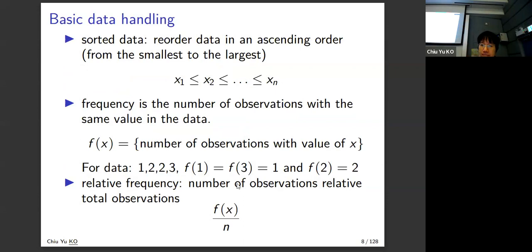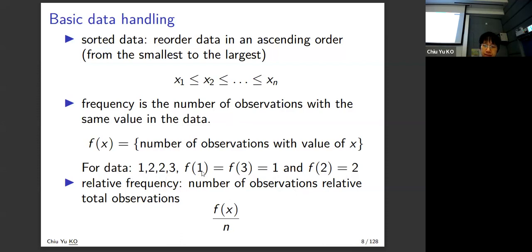The next thing we want to talk about is the data. Sorted data means the data is ordered from smallest to largest. The frequency is the number of observations that have the same value. So if the data is 1, 2, 2, 3, the frequency of 1 is 1, the frequency of 3 is 1, and the frequency of 2 is 2. This is a standard thing when you do statistics in high school. The relative frequency is the frequency over the number of observations.